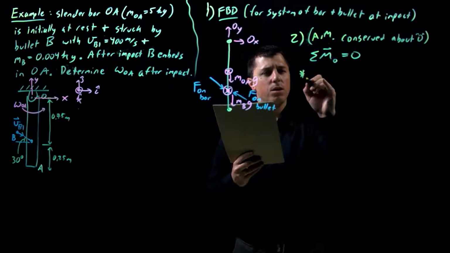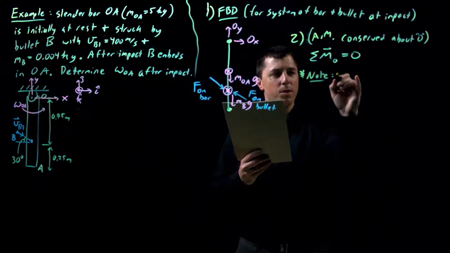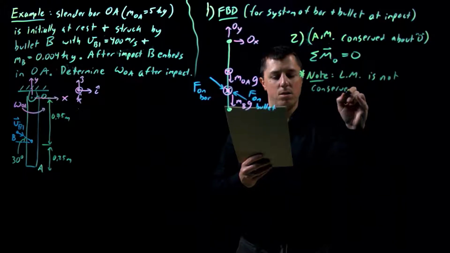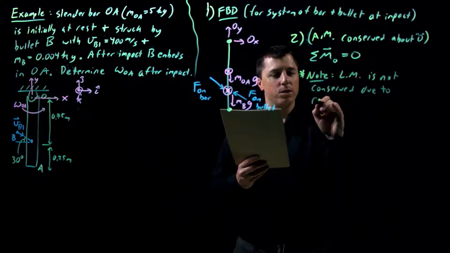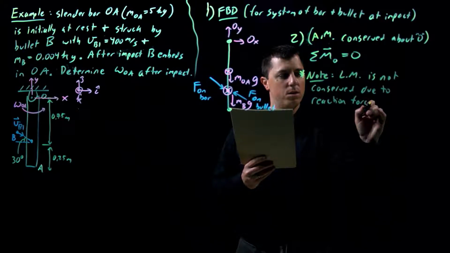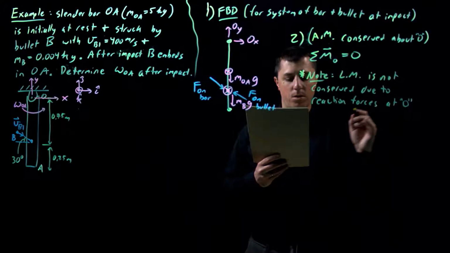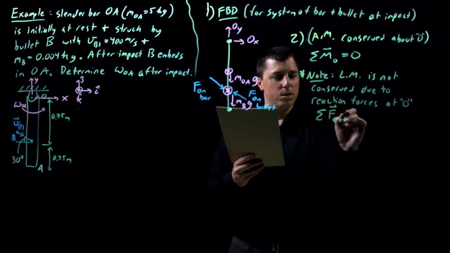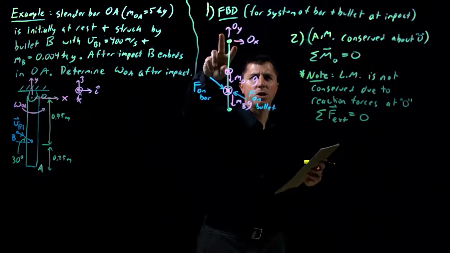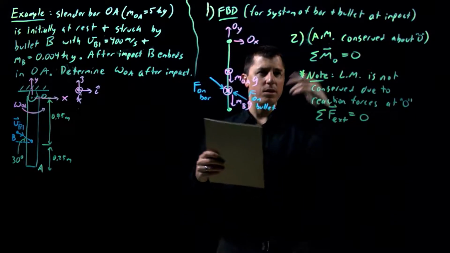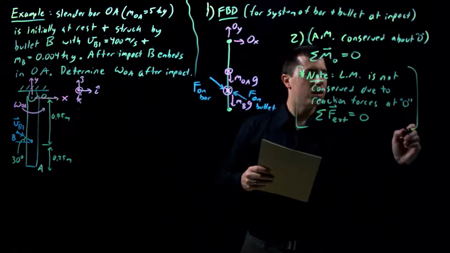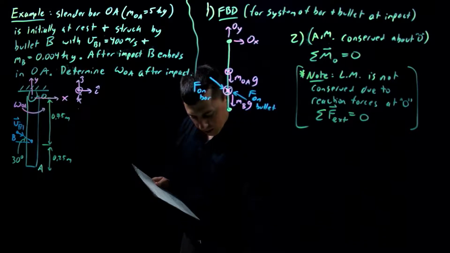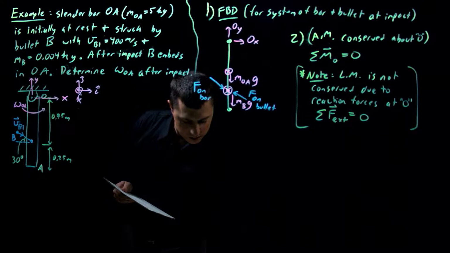Now, note, when we look at linear momentum, that's not conserved, due to the reaction forces at O. Okay, so what we mean is during this collision, the sum of the external forces is not equal to 0. And that's because these might change in time as the thing starts accelerating and changing its motion. So all we have to work with is basically angular momentum conservation.